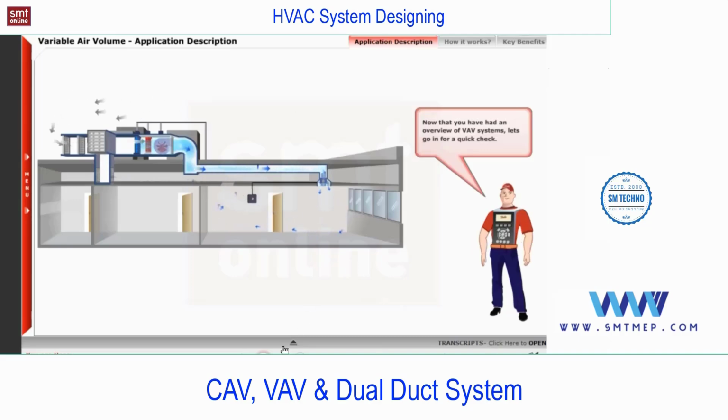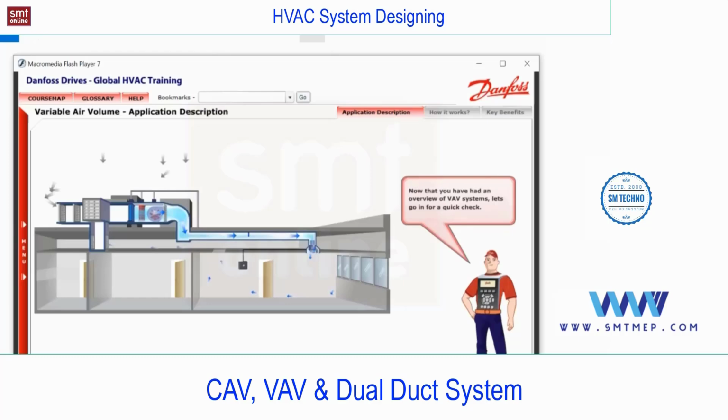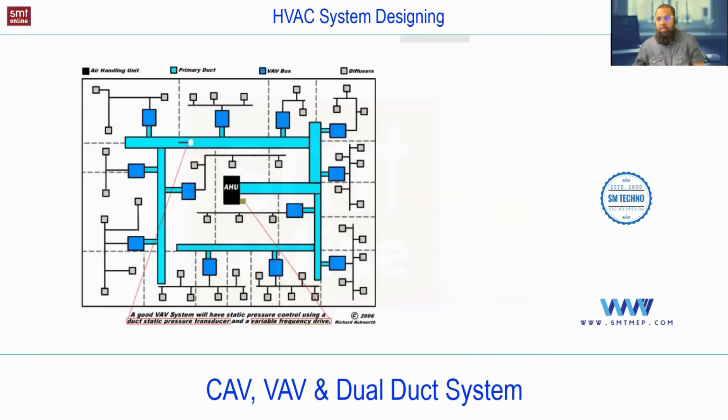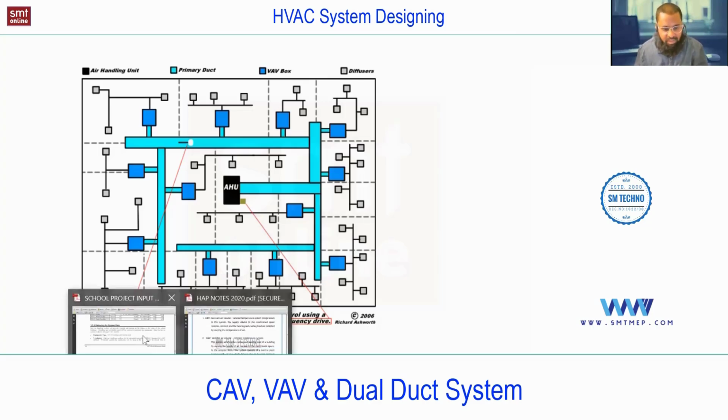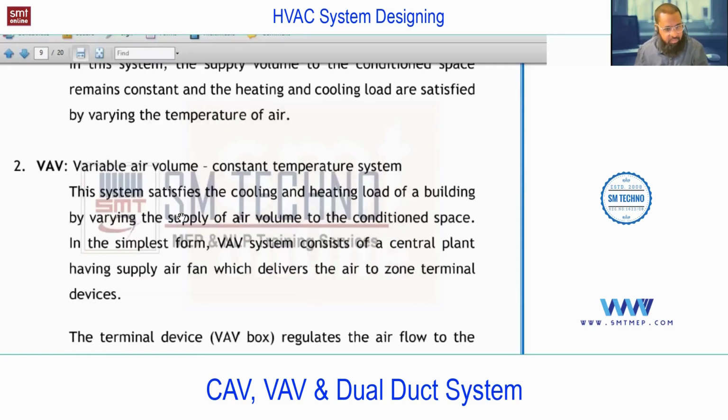Now that you have had an overview of VAV systems, I think you got the idea. Next, so this is about a VAV system. Now we'll talk about dual duct, one more. Not commonly used, but this is also one system related to the air side. The topic is dual duct. But before this, some advantages and disadvantages of this VAV.